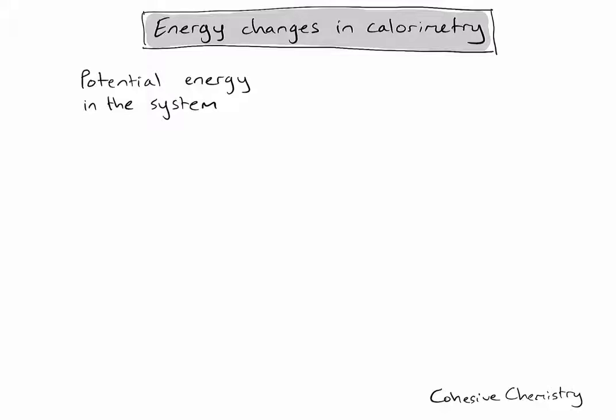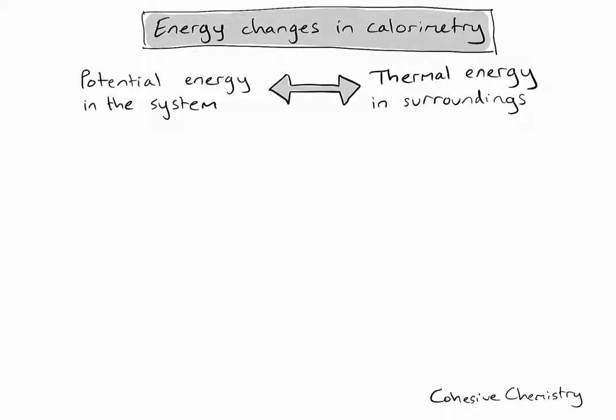Unfortunately, we can't measure potential energy directly. So what we can do is measure another type of energy, which is the thermal energy in the surroundings, because I know that an increase in one of them must lead to a decrease in the other, and vice versa. So if I can measure the change in thermal energy in the surroundings, I can work out what change in potential energy there must have been in the system.